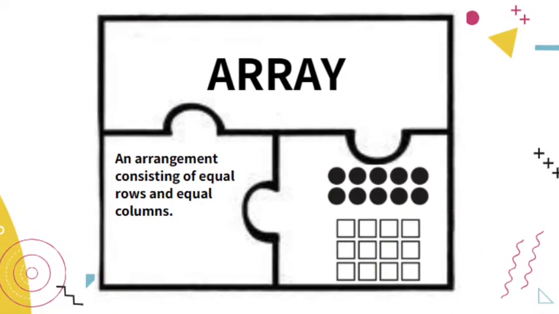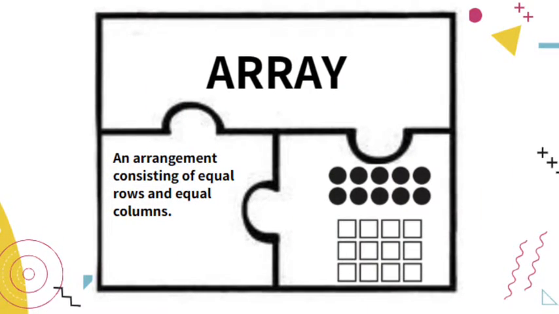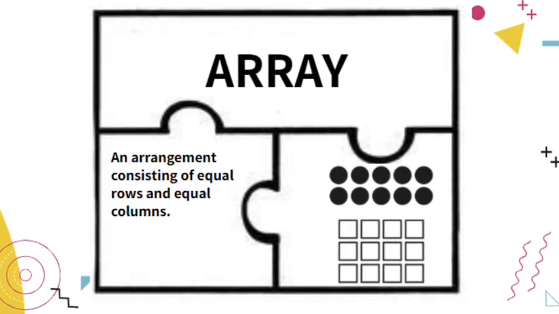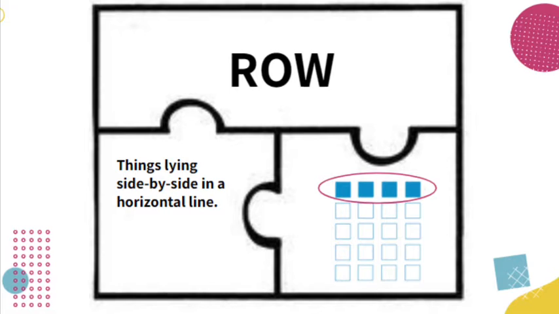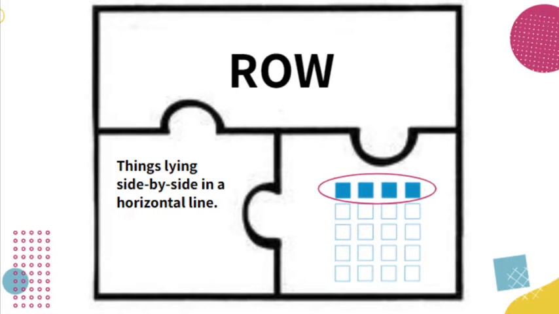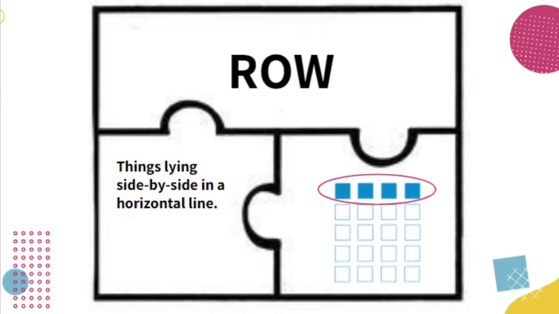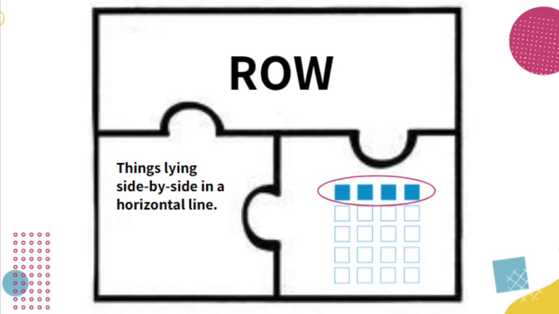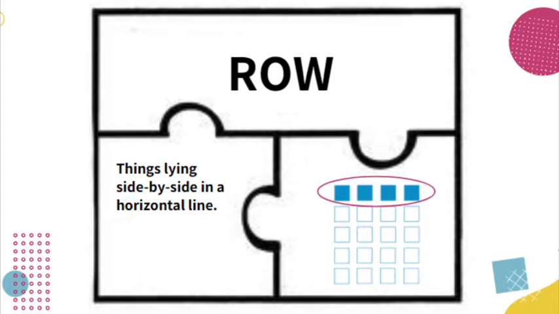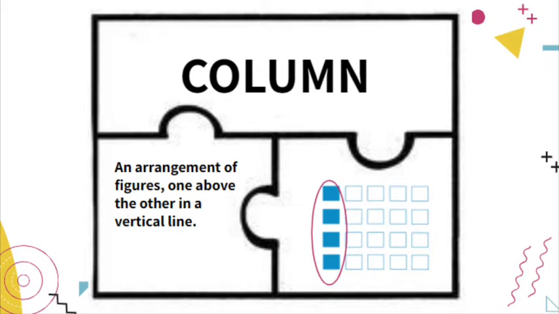Before we begin, you should know that an array consists of equal rows and equal columns, normally creating a square or a rectangle. The first thing we need to know when multiplying with an array is the difference between a row and a column. A row is things lying down side by side in a horizontal line, whereas a column is an arrangement of figures one above another in a vertical line. So remember, rows are in a horizontal line and a column is in a vertical line going up and down.